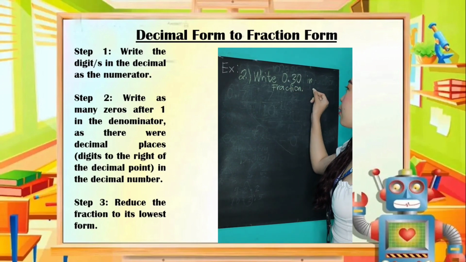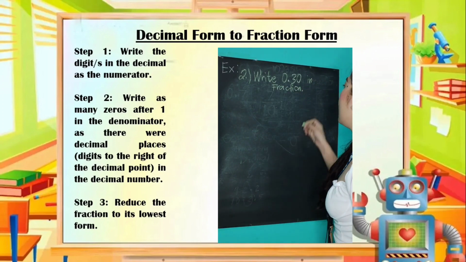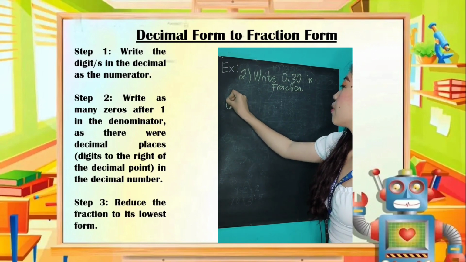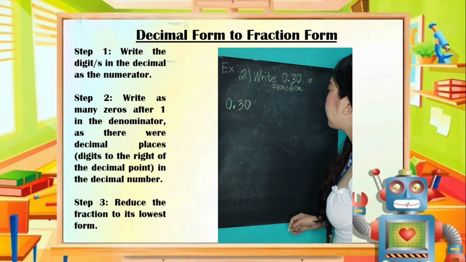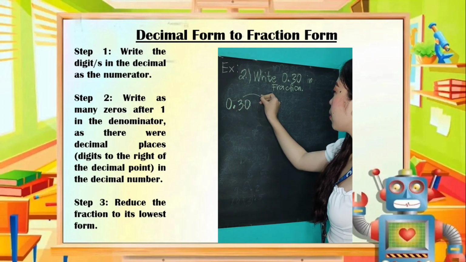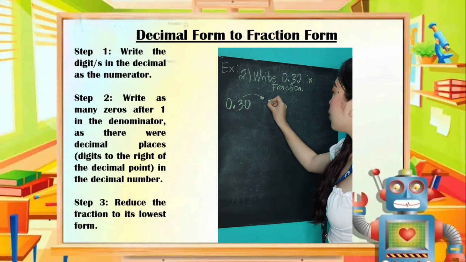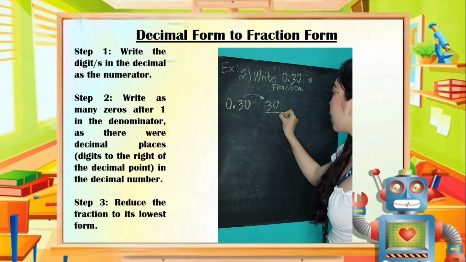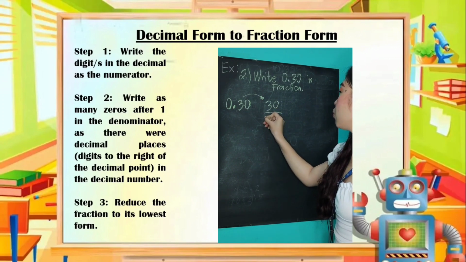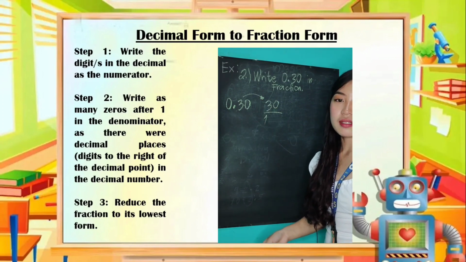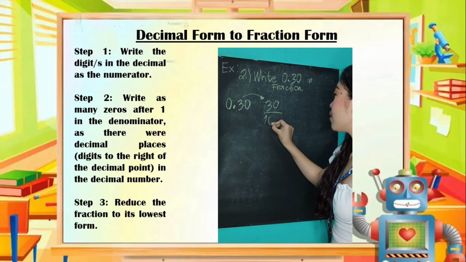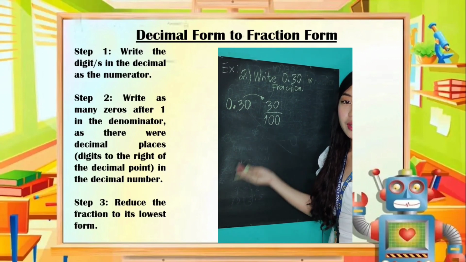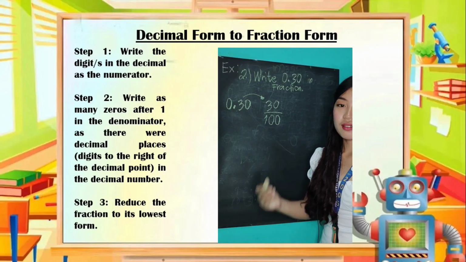Okay, so now let's check number 2. Write 0.30 or 30 hundredths in fraction. So 0.30. So 30 will become our numerator over, let's put 1. How many digits in the decimal? Very good, 2. So we're going to add 2 zeros. So here is the answer, 30 over 100 or 30 hundredths.